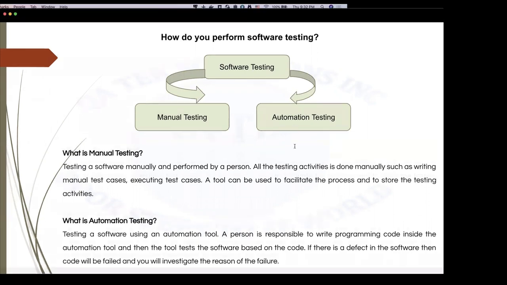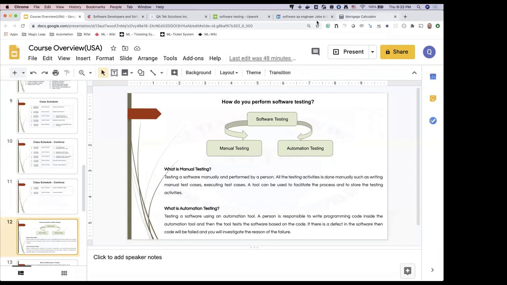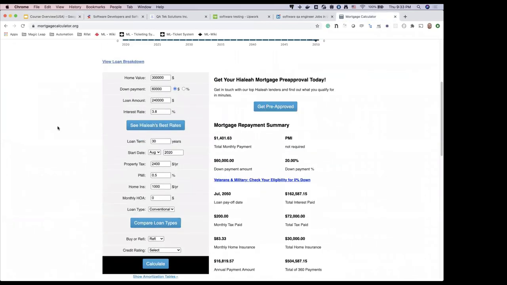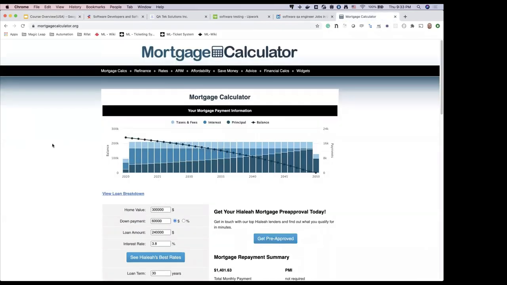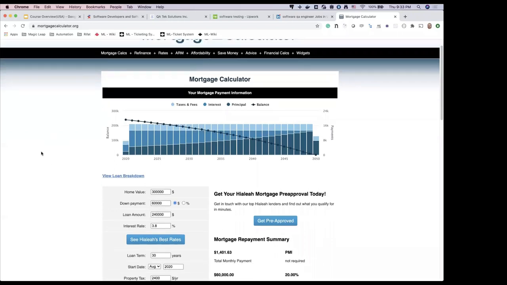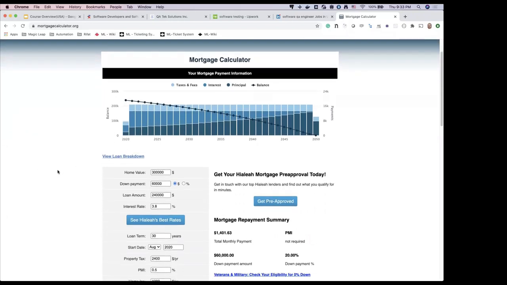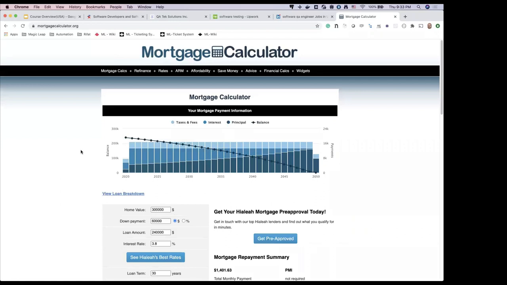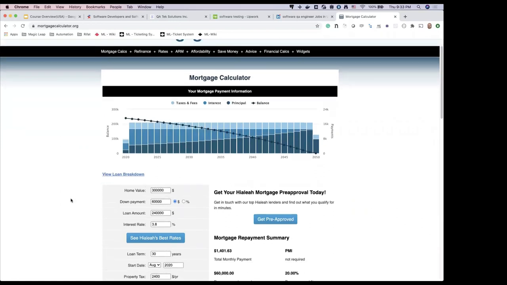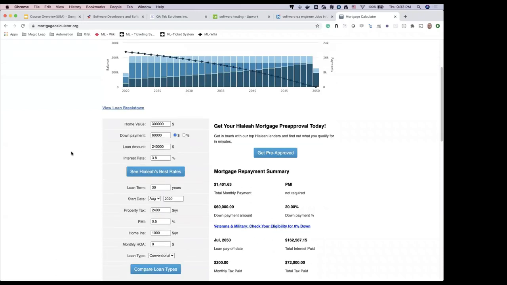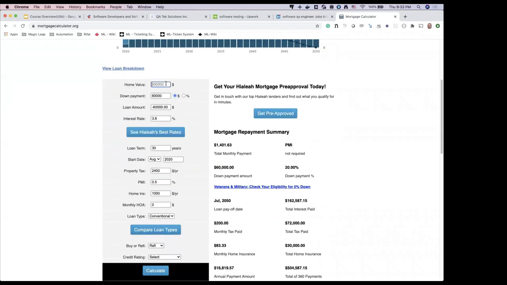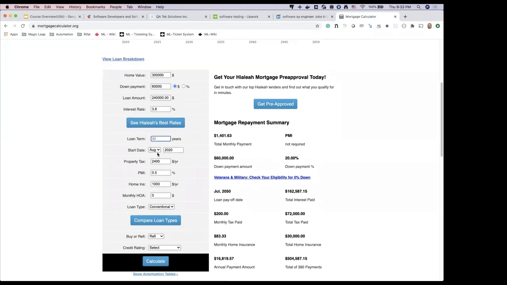If I take a look at one example here, this is a website, a mortgage calculator. What does it do? It calculates the mortgage, your total monthly payment. Let's say you work as a manual tester and the company you work for gives you this website. How are we going to perform manual testing? You're going to enter the home value, the down payment, the loan amount, the interest rate. All this information you enter manually.